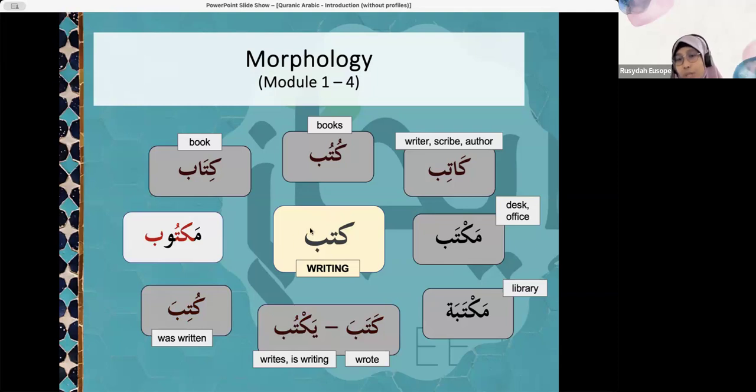So in Arabic, if you memorize the root meaning of the root letters, kaf, ta, ba means something to do with writing, then you learn the patterns, it will help you to guess the meaning or to arrive at the actual meaning of the word lah.